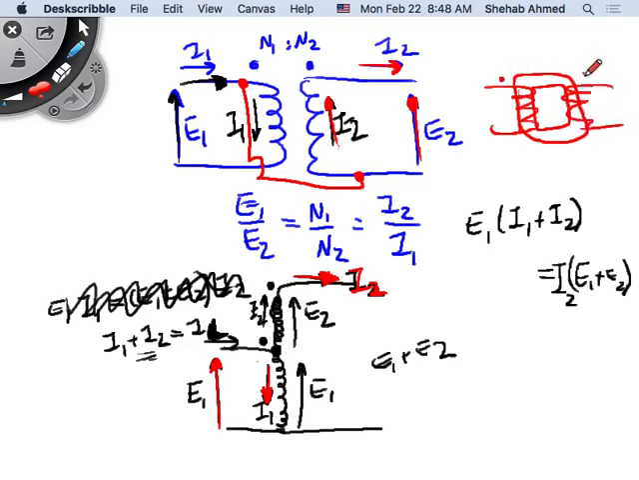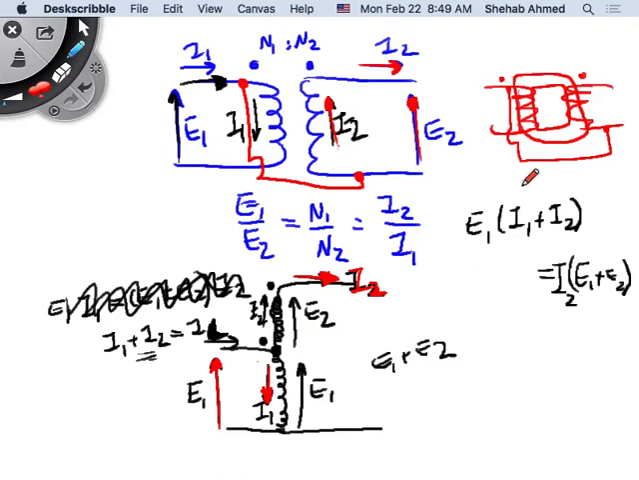But instead of keeping them like this, isolated, I took this point and connected it to this point. That's all I did, right? So nothing will change from what we studied before. Nothing changes. It's exactly the same. And the voltages and the currents cannot change because it's the same physical transformer.